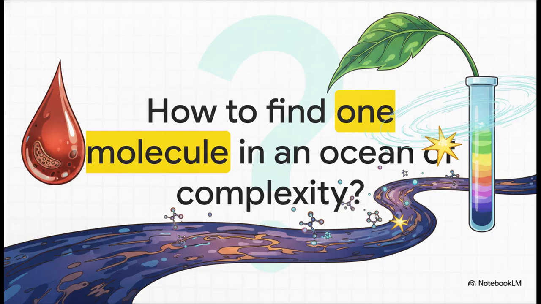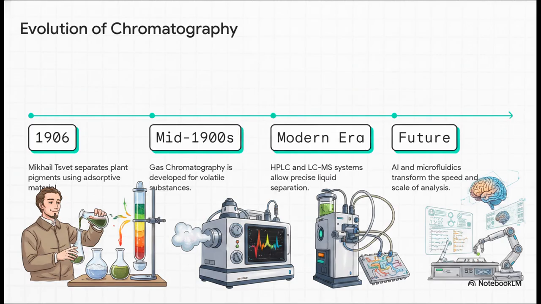I mean, think about a single drop of human blood, a plant leaf, or even a polluted river. These aren't just things, they're literal oceans of complexity. So how exactly do we find one single hidden molecule floating around in that vast mix? Well, we rely on absolutely one of the most essential and powerful separation techniques in all of analytical chemistry. Okay, let's dive into this.